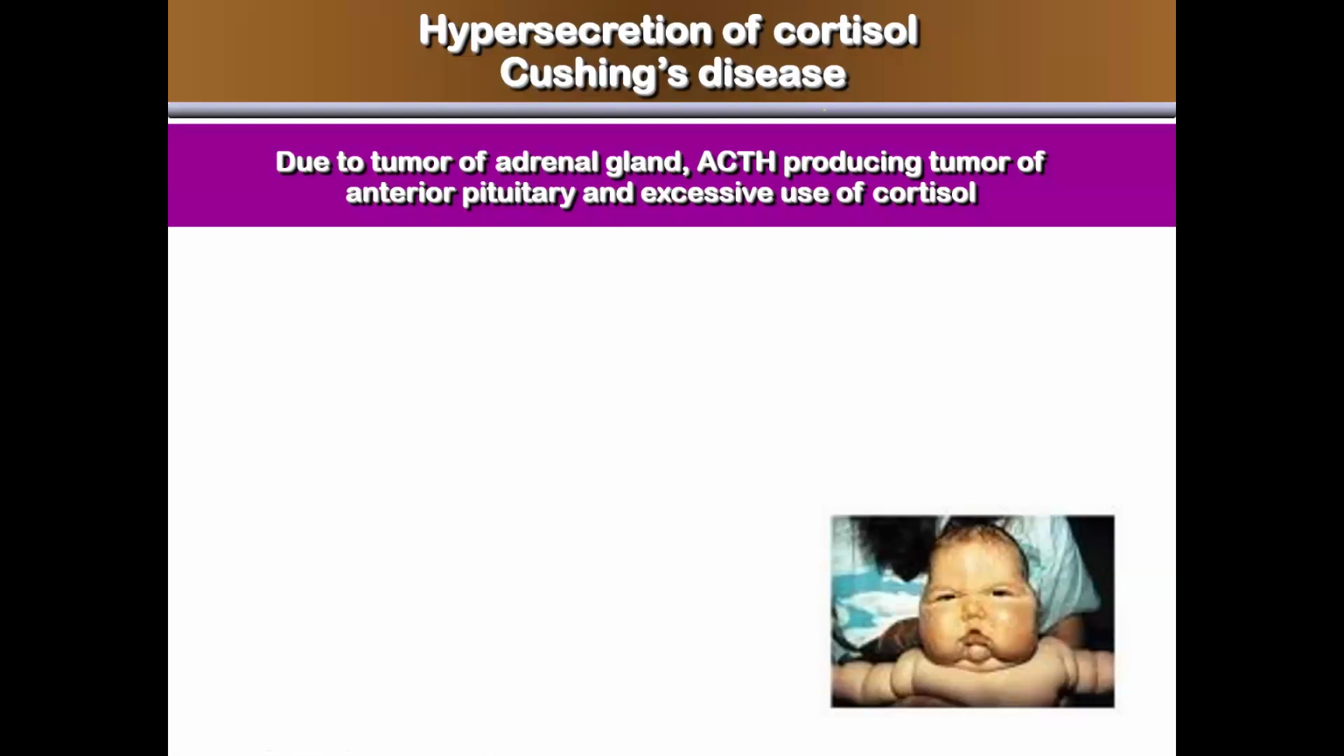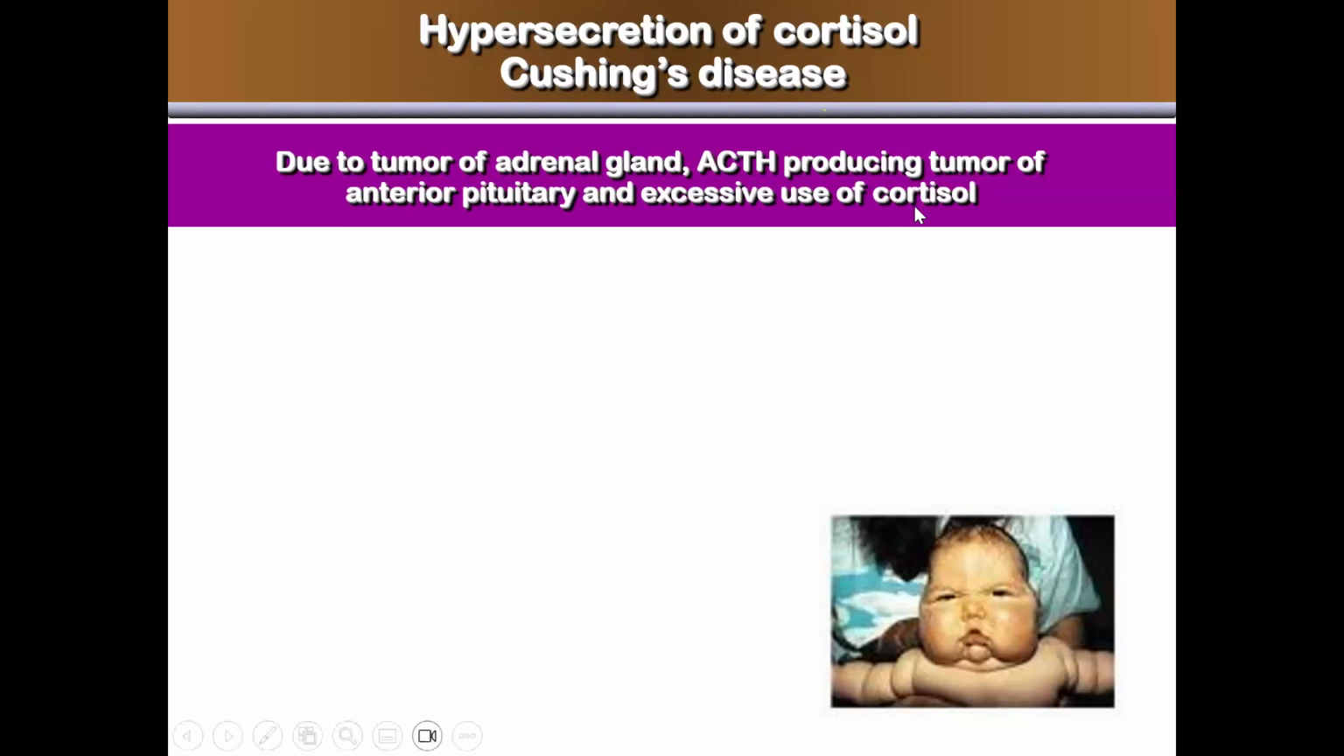Cortisol is given for the treatment of a number of conditions, because cortisol has an anti-inflammatory effect. So in inflammatory conditions, cortisol is given. For example, an inflammatory condition is arthritis, inflammation of the joints. So cortisol tablets are given in inflammation of the joints or in arthritis.